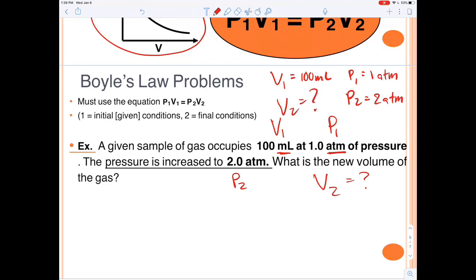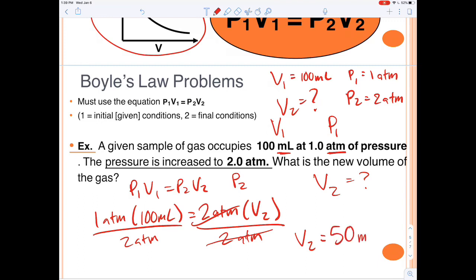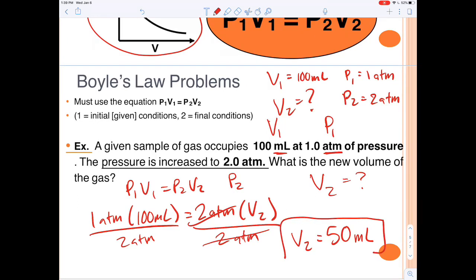Okay, so I'm gonna now just plug it into our equation. P1V1 equals P2V2. P1 is 1 atmosphere. My first volume is 100 milliliters. And that's going to be equal to my new pressure, 2 atmospheres, times V2. I don't know what V2 is. To solve here, I'm just going to divide both sides by 2 atmospheres. ATMs cancel out, and I'm left with a final answer of 100 divided by 2, 50, and my units for volume are going to be milliliters.